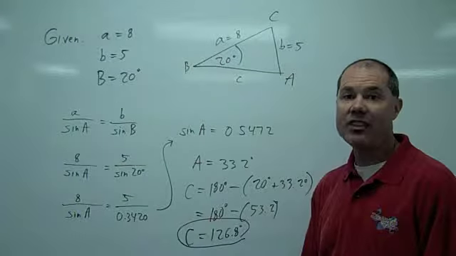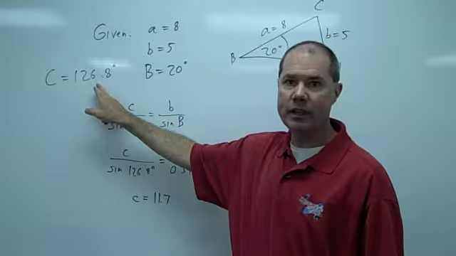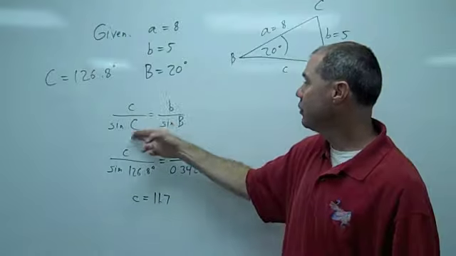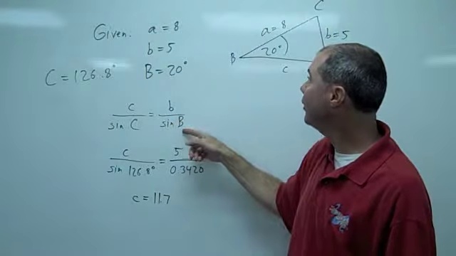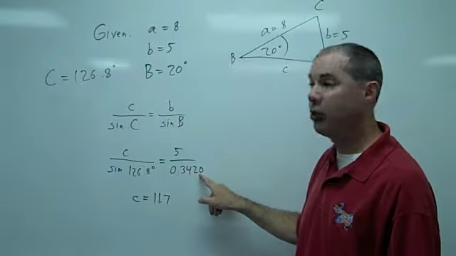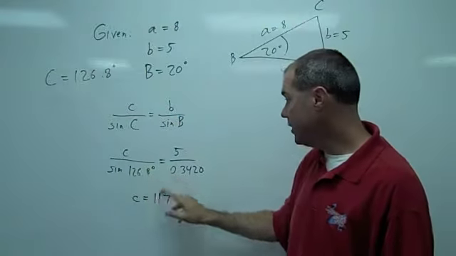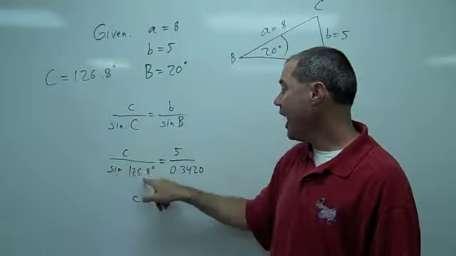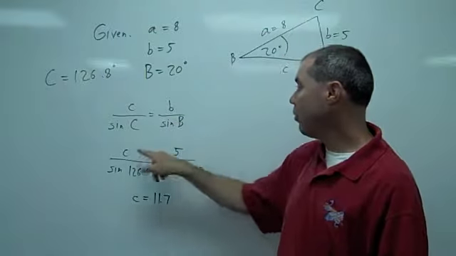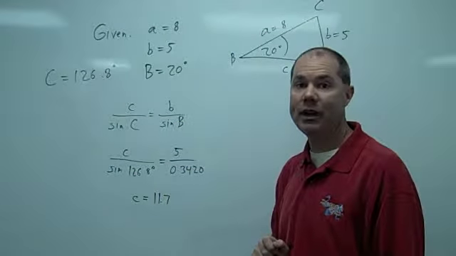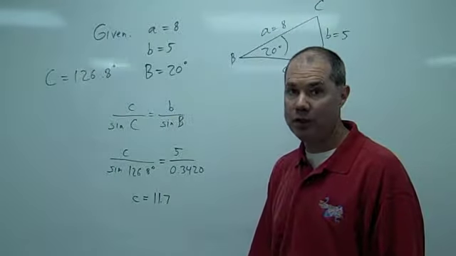Next, let's find side c. All right, we found that angle C is 126.8 degrees. Let's use the law of sines: c over sine C equals b over sine B. We already worked out b over sine of 20 degrees, and we got 5 over 0.3420. c we don't know. Angle C was 126.8 degrees. When you plug in what the sine of 126.8 degrees is as a decimal and solve this proportion for c, we obtain c is 11.7. That's the first solution. Let's see if there's a second triangle that works.